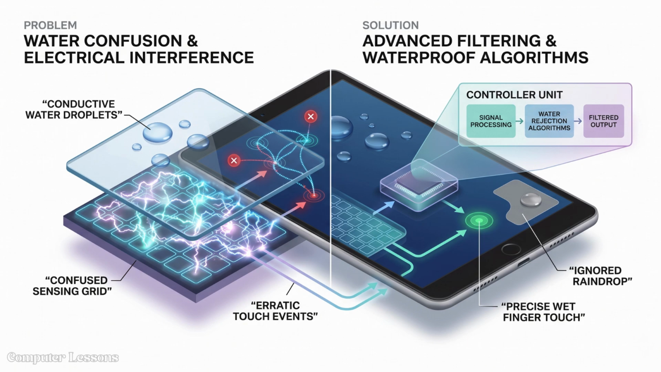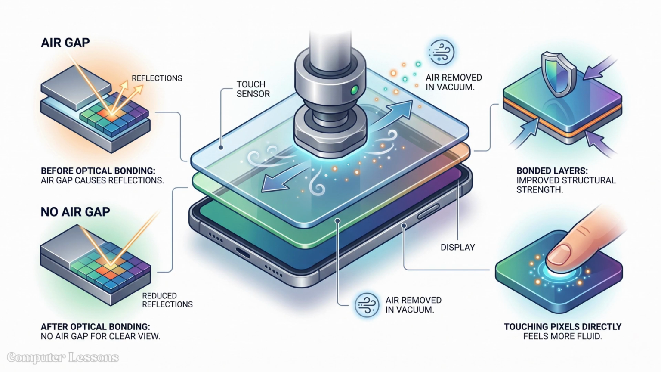The final manufacturing step is optical bonding, where the display and the touch sensor are laminated together using a vacuum. This removes the air gap between the layers, reducing reflections and improving the structural strength. A well-bonded screen feels like you are touching the pixels directly.